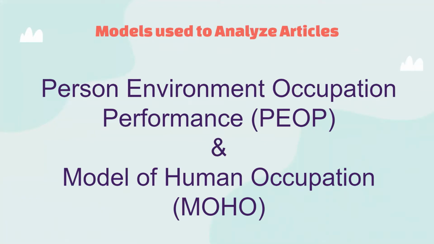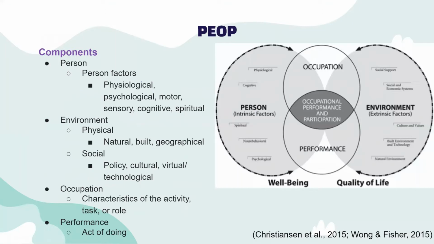So the models we used to analyze articles were the Person Environment Occupation Performance Model, the PEOP, and the Model of Human Occupation, MOHO. Now looking at PEOP, PEOP is a client-centered model that utilizes the top-down approach and has 4 components, which are in the name. Person, which are the person factors, environment, which consists of the physical and social environment, occupation, which is the characteristics of the activity, task, or role, and performance, the act of doing.